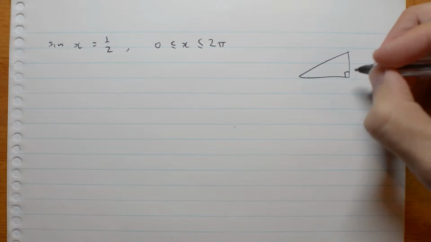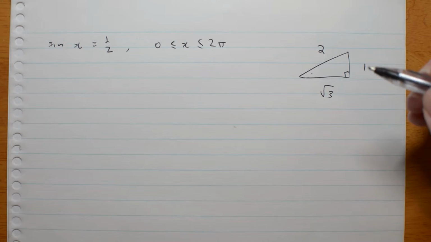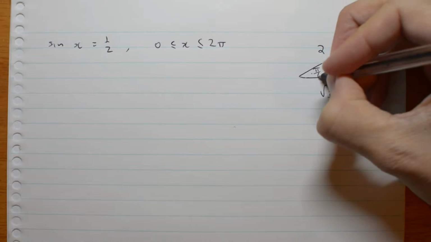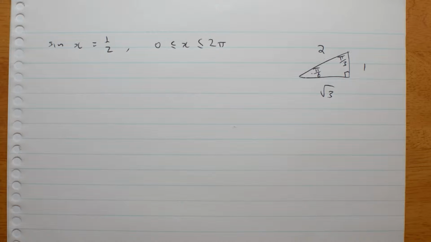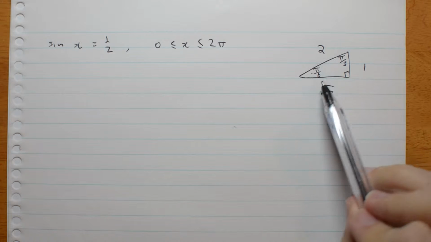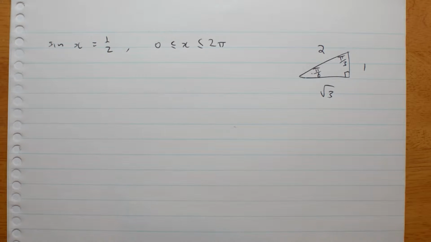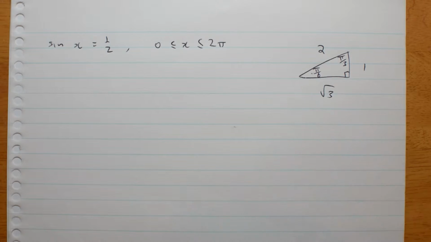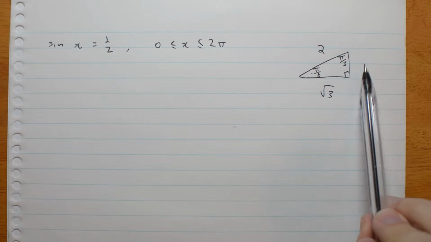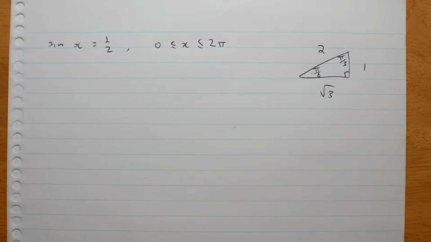This would be, I'll put the numbers on first, 1, 2, root 3. This would be 30 degrees, but here it's pi on 6. This would be 60 degrees, here it's pi on 3. Don't get confused. Remember, the fractions, the bottom of the fraction is bigger, means the fraction is smaller. 60 degrees is pi on 3, 30 degrees is pi on 6. Okay, if sine is a half, sine is opposite on hypotenuse, I'm talking about pi on 6.